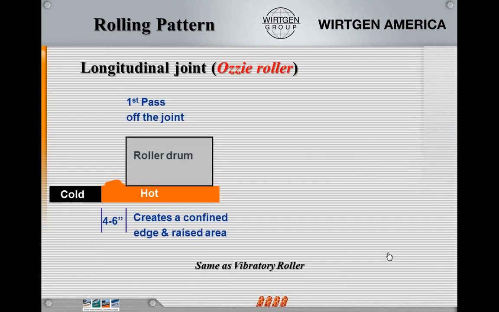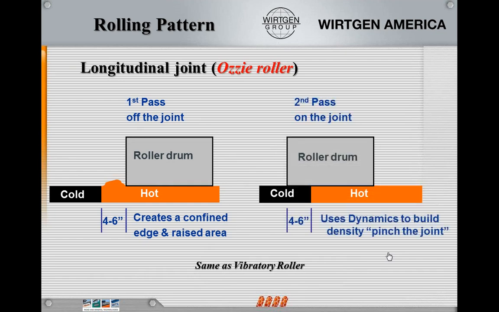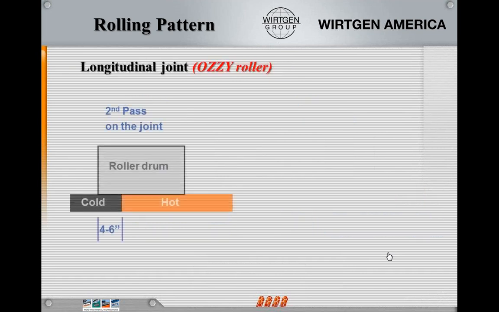So we can actually do this with one pass if we're using an Aussie roller, where we have the front drum offset about 4 to 6 inches from the joint and the rear drum running oscillation covering it up. So we can cover that with one pass, and we get a much tighter joint.